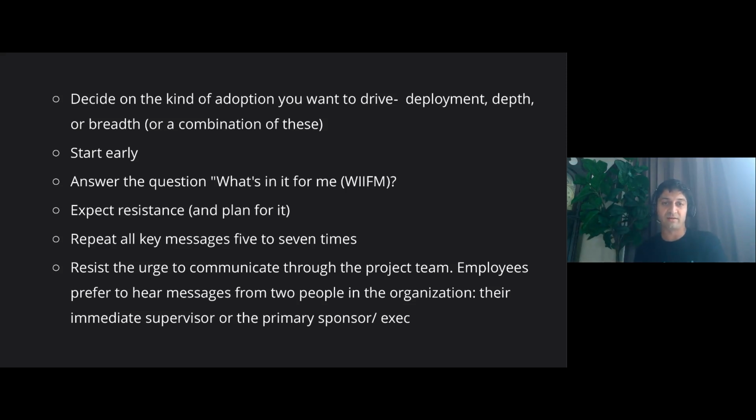I've been guilty of using a shared mailbox to send out comms and so on. So avoid that. Even the project manager should ideally not be sending out this stuff. It should be the end user's direct manager or the overall exec on the project.